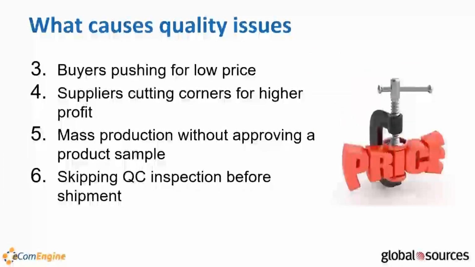Another reason for quality issues is buyers pushing for lower prices. When you try to pressure your supplier on price, it is possible they will try to cut corners, and that might impact the quality of your product. For example, if you're ordering, let's say, a metal spatula, the supplier might reduce the thickness of the metal that they use on the product, and that might ultimately impact the performance of the product. Or if you're ordering something made of wood, the supplier might not treat the wood properly, which could result in the wood warping over time.